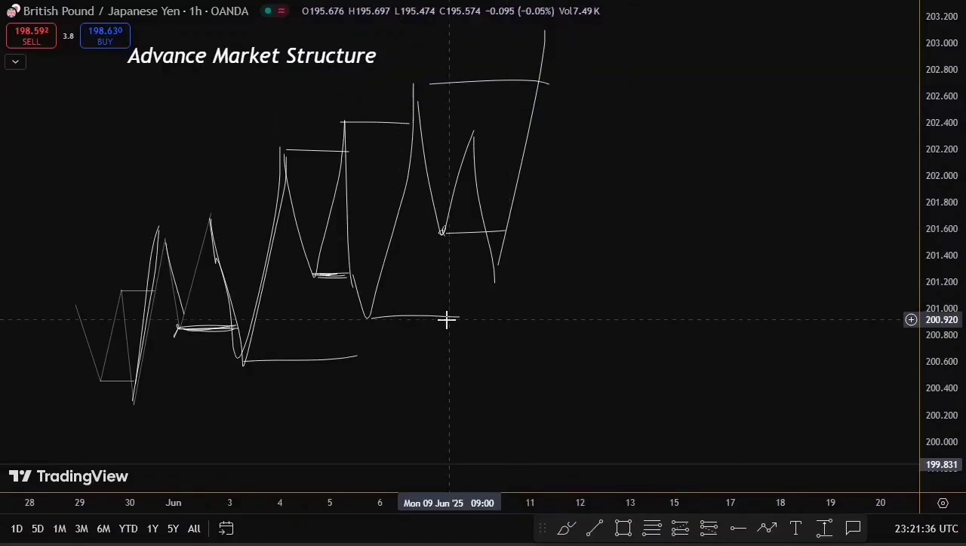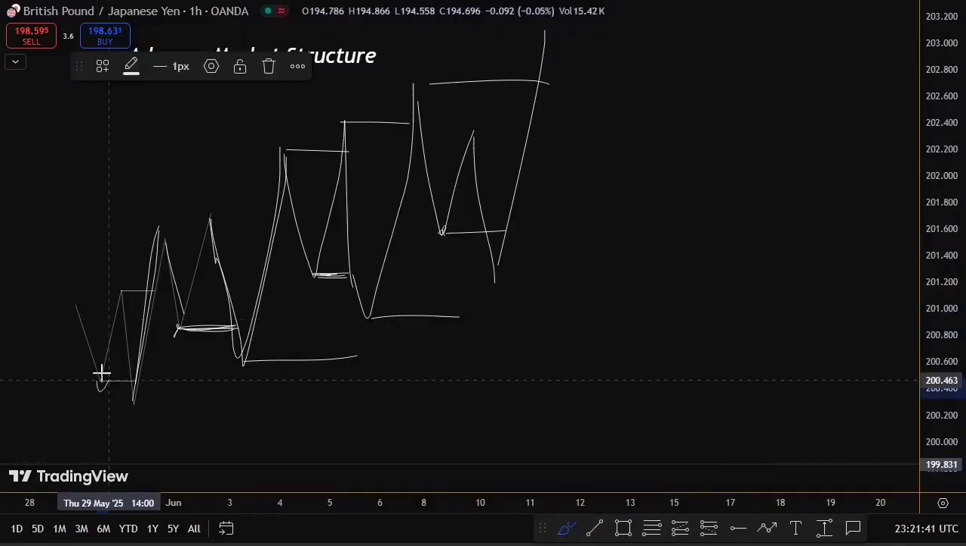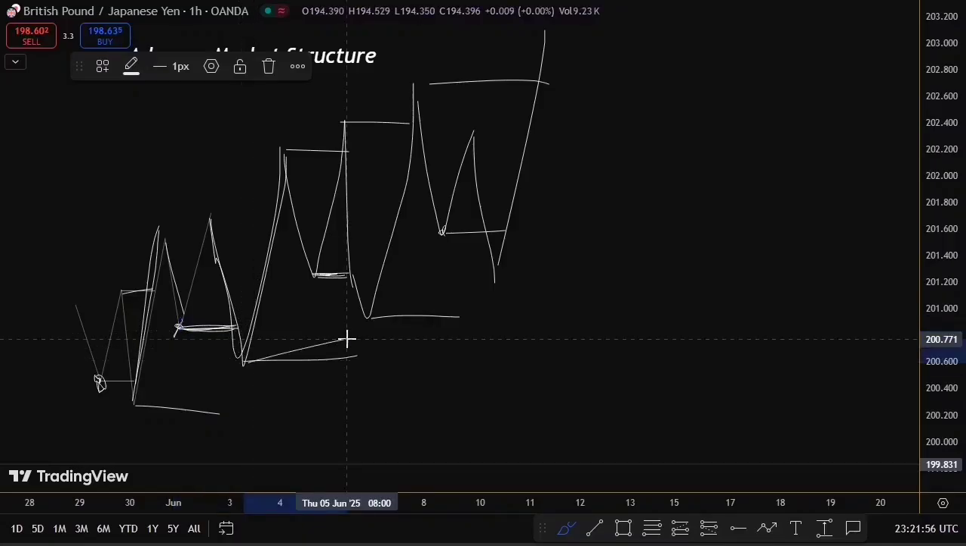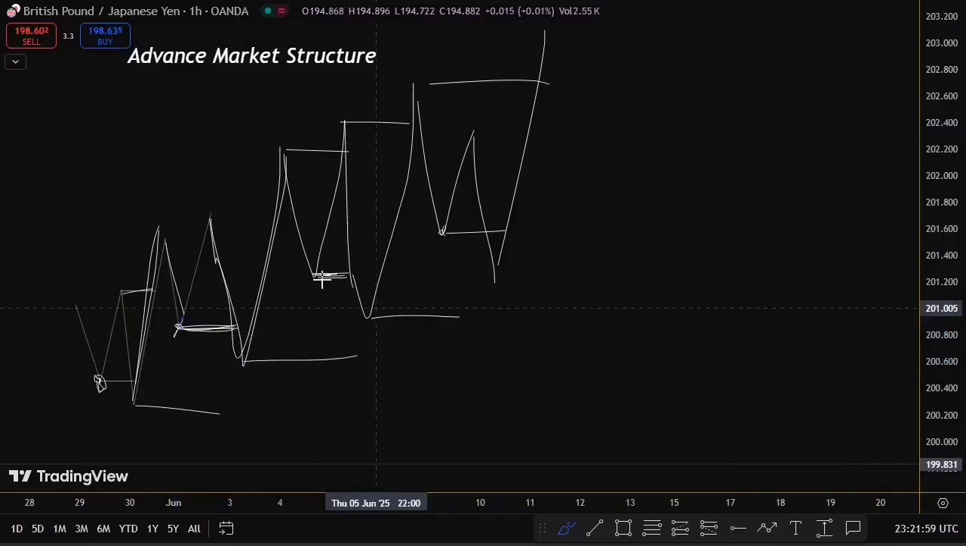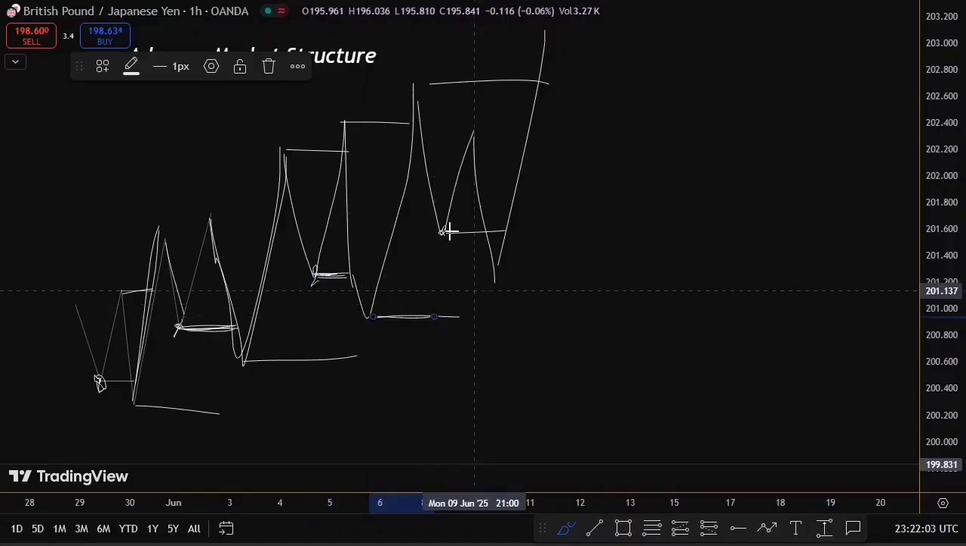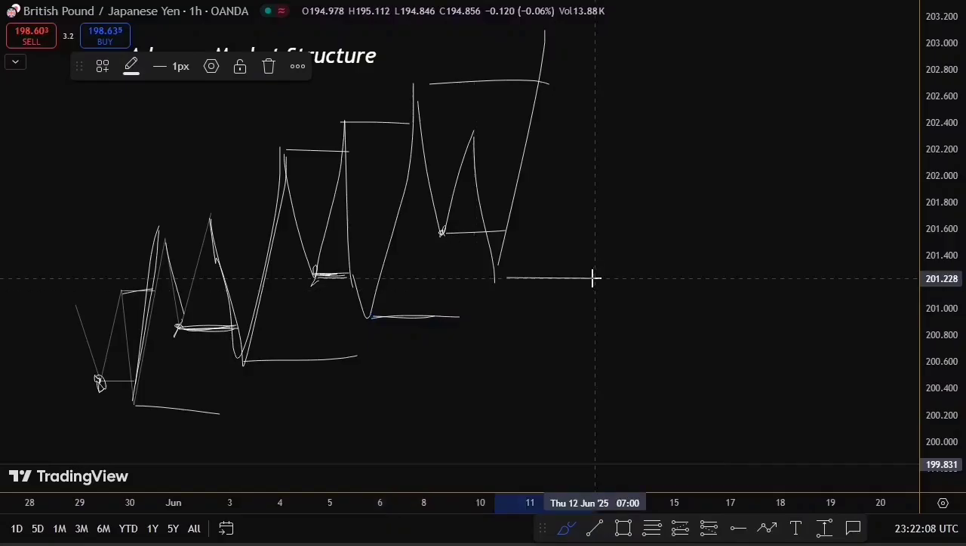Now for a low to be protected, what do you want to see? For that low to sweep liquidity. So once you see a low sweep liquidity and break structure, you expect the low that took liquidity to be protected. As you can see, this swept liquidity, so we expect it to be protected. This swept liquidity, so what do we do? We expect it to be protected. This swept liquidity as well, so what do we do? We expect it to be protected.